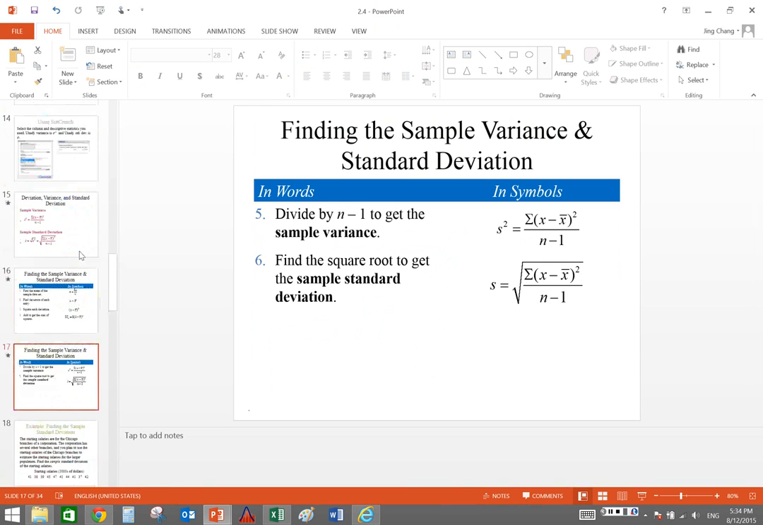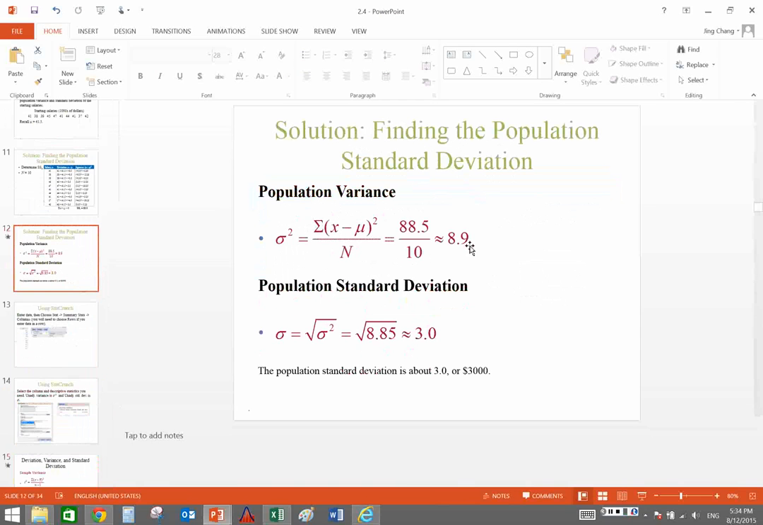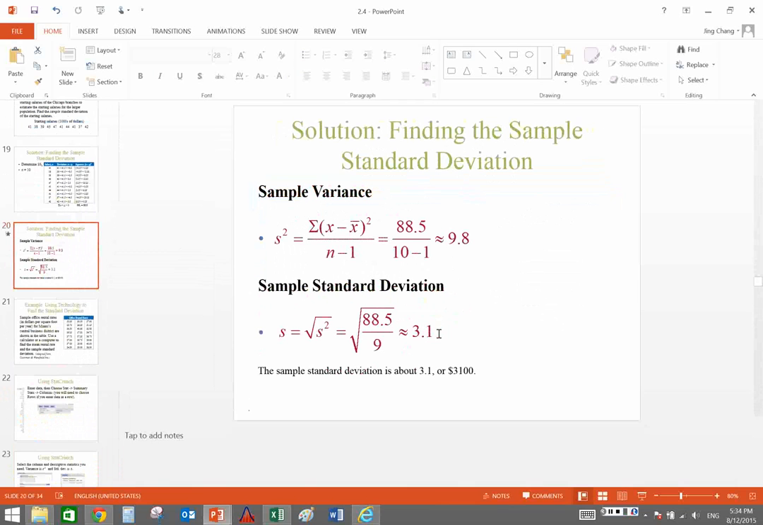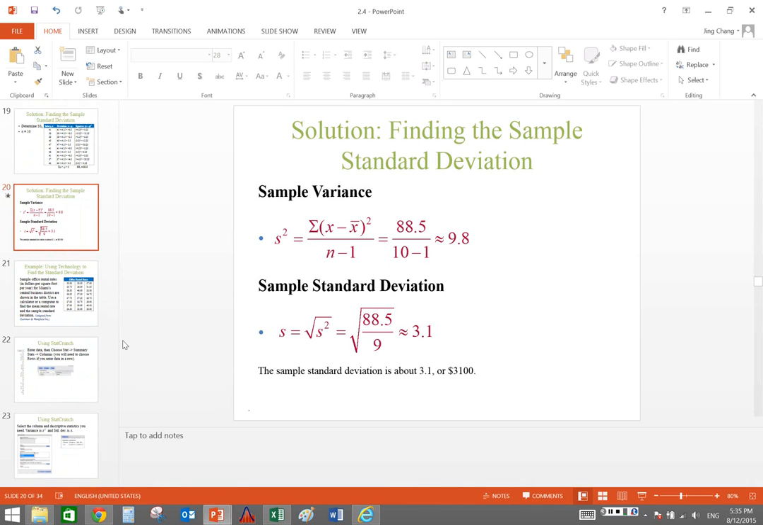If you compare with the last example, you'll find they're different. This is 8.9 and 3.0, and this is 9.8 and 3.1. Although they're not very different, because dividing by 10 or dividing by 9 is not a big difference. But in the exam, if you use the wrong formula, your answer will be wrong, no matter how close they are. It's still a wrong answer. So make sure you read the conditions carefully, or read the problem carefully.